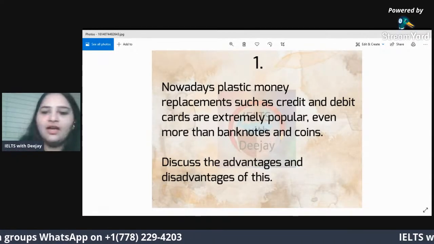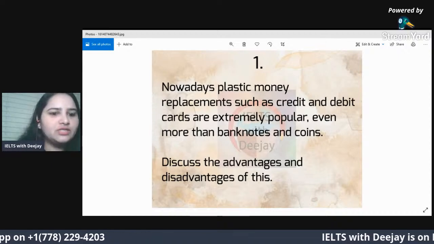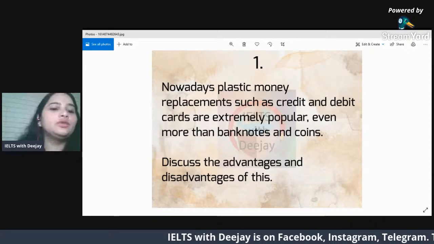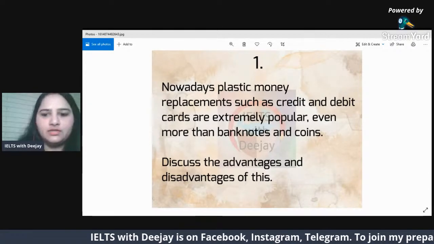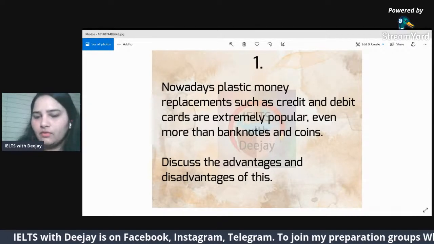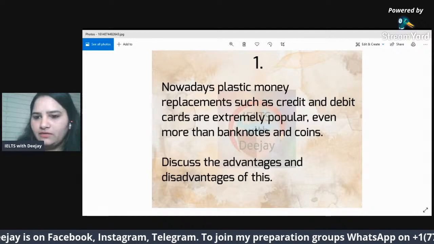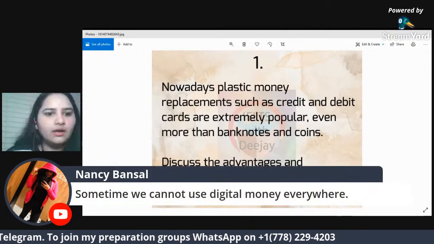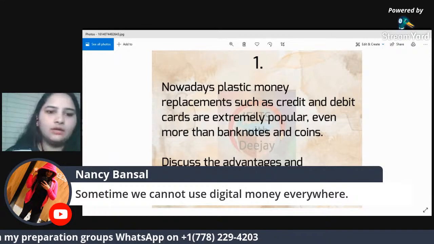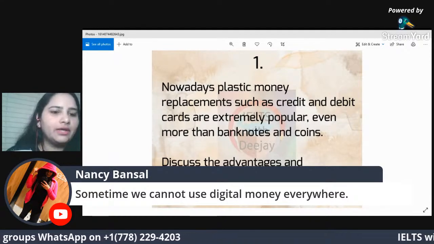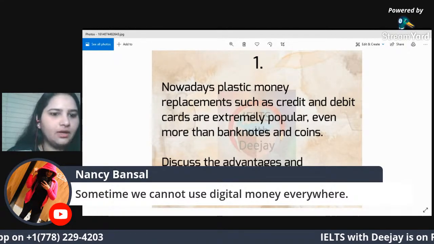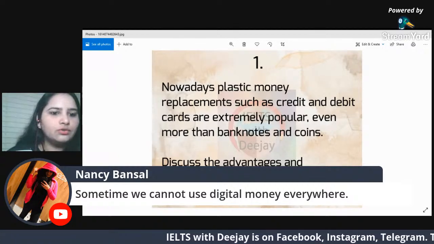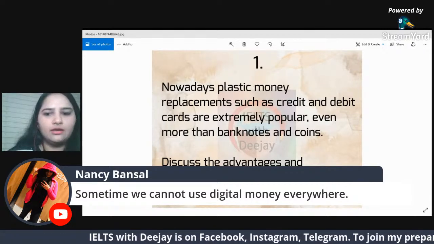Okay, others, what can be the disadvantages of this trend of using plastic money? What do you think can be the disadvantage? Sometimes we cannot use digital money everywhere. You can say that, but that should not be your main idea. This is very simple. You can write it as your second idea, that at some places you can't use it. So try to make it the second idea.